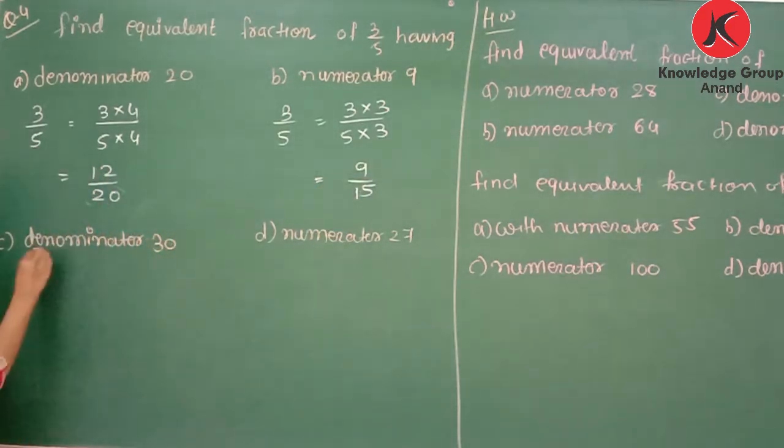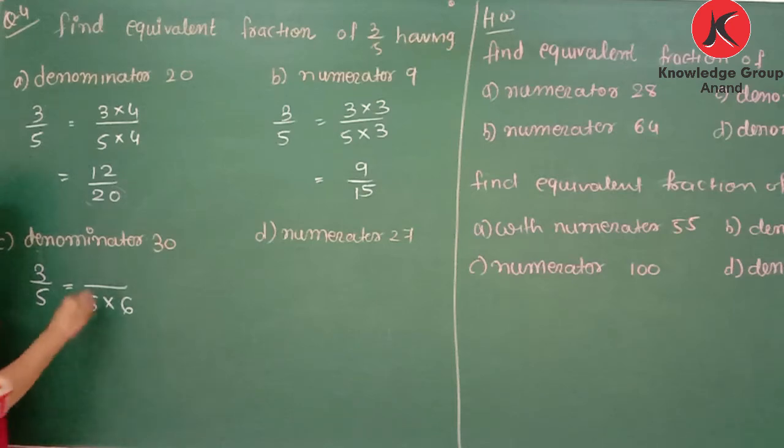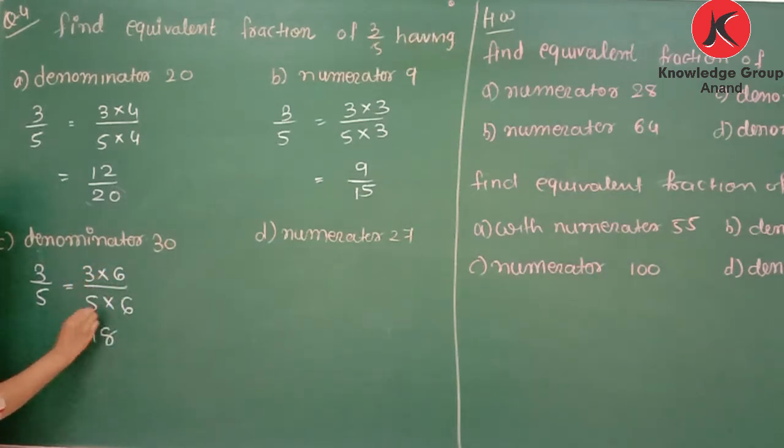Now next, denominator 30. We have 3 by 5. Make the denominator 30. How can we make 5 into 30? If we multiply 5 with 6. So the same number we should multiply in the numerator. So 3 6s are 18, 5 6s are 30. So the answer is 18 by 30.